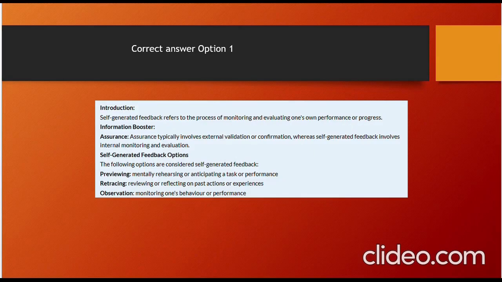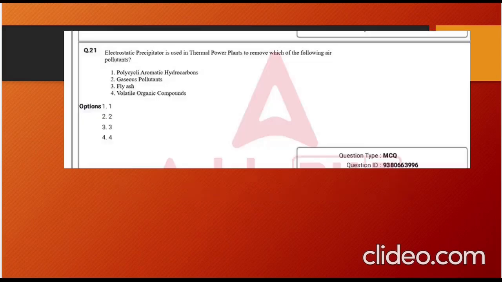Second question. Electrostatic precipitator is used in thermal power plants to remove which of the following air pollutants? Polycyclic aromatic hydrocarbons, gaseous pollutants, fly ash, volatile organic compounds. Options are given 1, 2, 3, and 4. The correct answer is option 3.